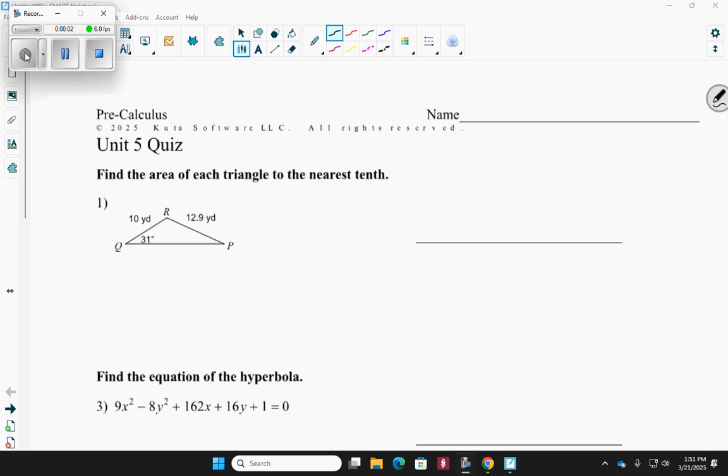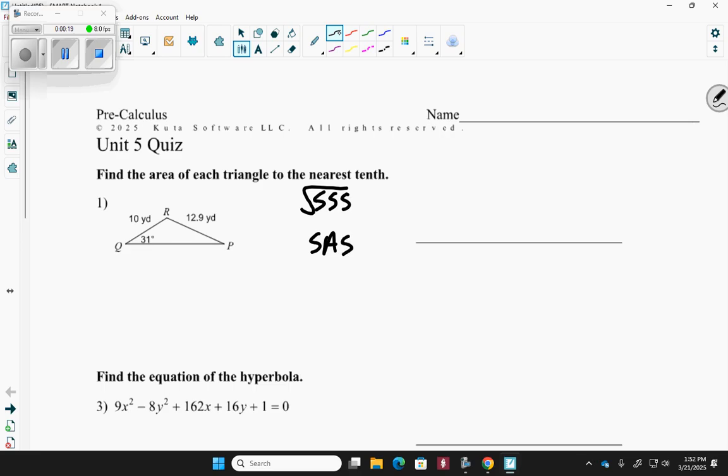All right, let's talk about the Unit 5 quiz. First thing is we're dealing with triangles. We have to find the area of the triangle. Now, there's two ways you can do this. You can find all the sides, which means you'd have to do that big old square root formula, or you can do the side angle side.